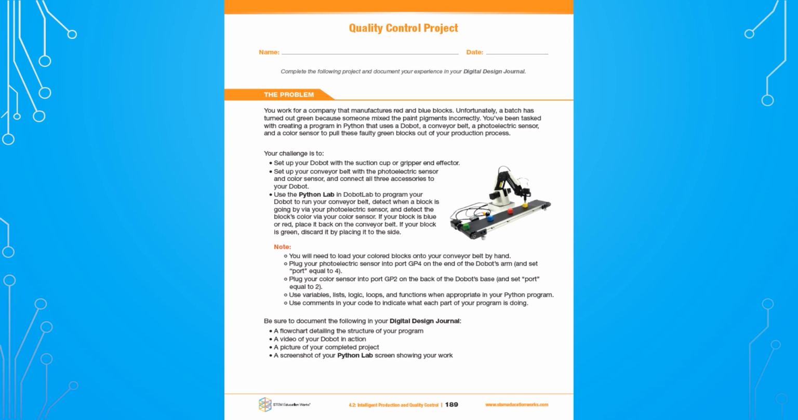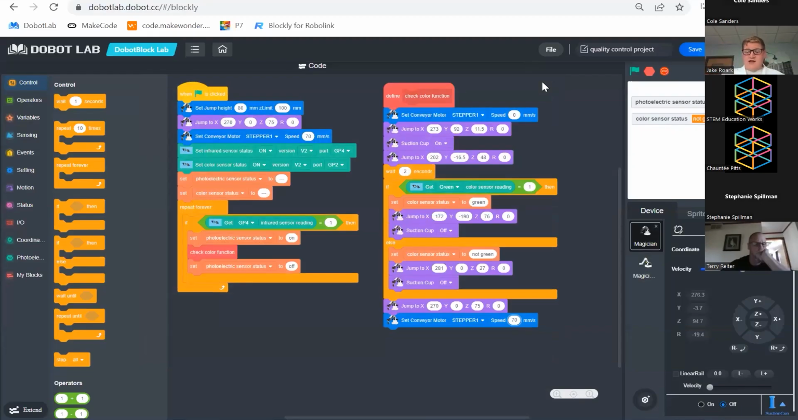So, the scenario here is you work for a company that manufactures red and blue blocks. Unfortunately, a batch has turned out green because someone mixed the paint pigments incorrectly. You've been tasked with creating a program in Python that uses a Dobot, a conveyor belt, a photoelectric sensor, and a color sensor to pull these faulty green blocks out of your production process. So I'm going to go ahead and exit out of that for now, and I'm going to jump right in here to my block coding program.